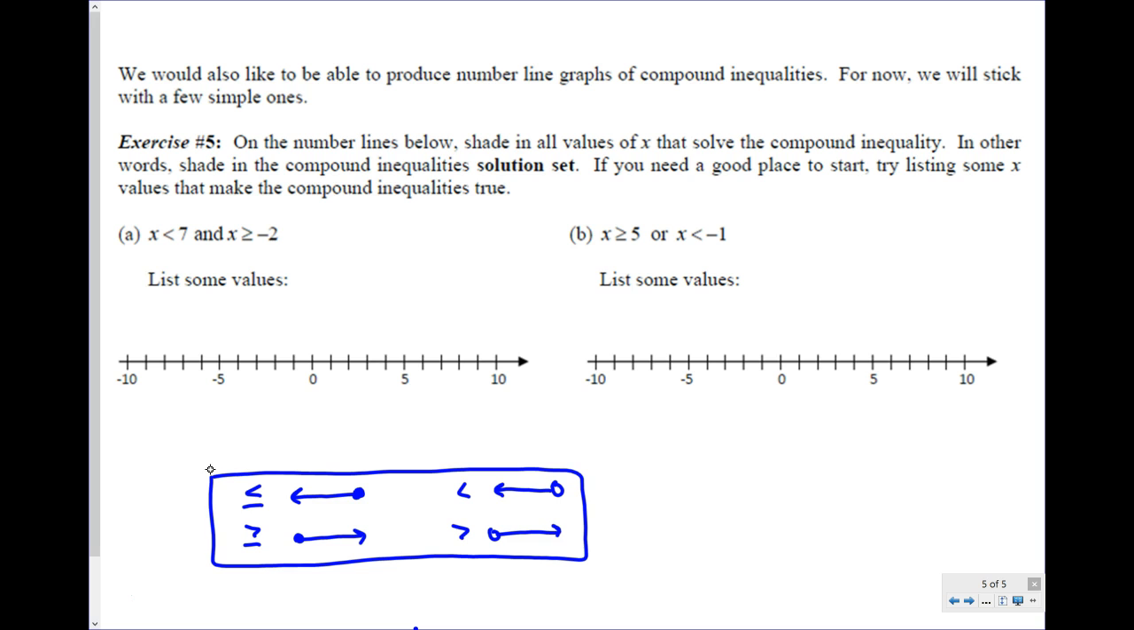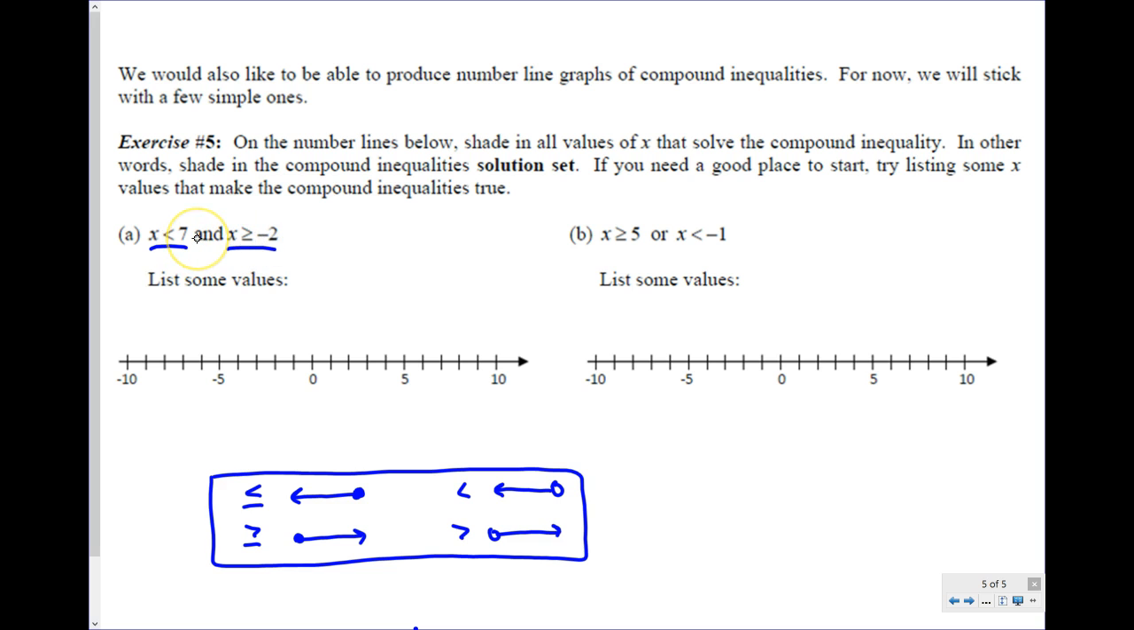So exercise 5 says on the number line below, shade in all the values of x that solve the compound inequality. In other words, shade in the compound inequality solution set. So for A, it wants us to list some values just to get an idea of where we're at. You don't have to do this every time, but it's just to get a good idea of our understanding of inequalities. So the first one says x is less than 7 and x has to be greater than negative 2.